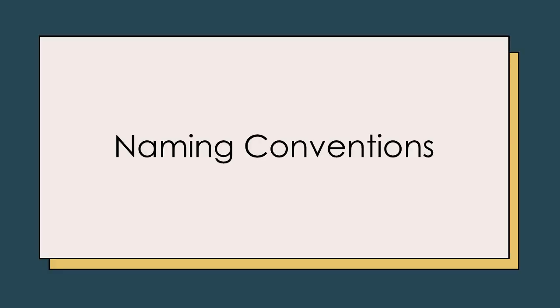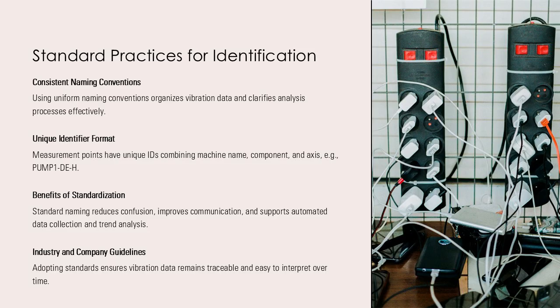Standard practices for identification, naming conventions. Consistent naming conventions are vital for organizing vibration data and ensuring clarity in analysis. Each measurement point should have a unique identifier that includes machine name, component, and axis orientation. For example, a pump bearing might be labeled as Pump 1 DE-H, where DE stands for drive end and H for horizontal axis. Standardized naming reduces confusion, facilitates route creation, and improves communication among maintenance teams.